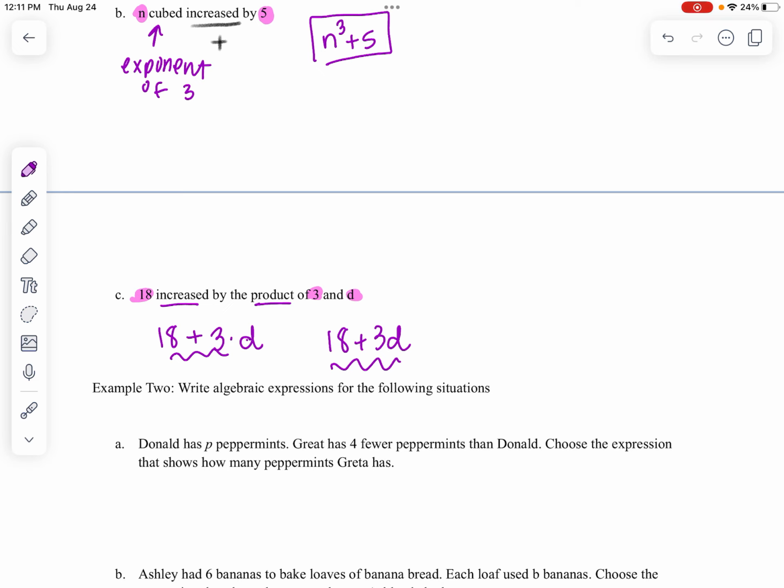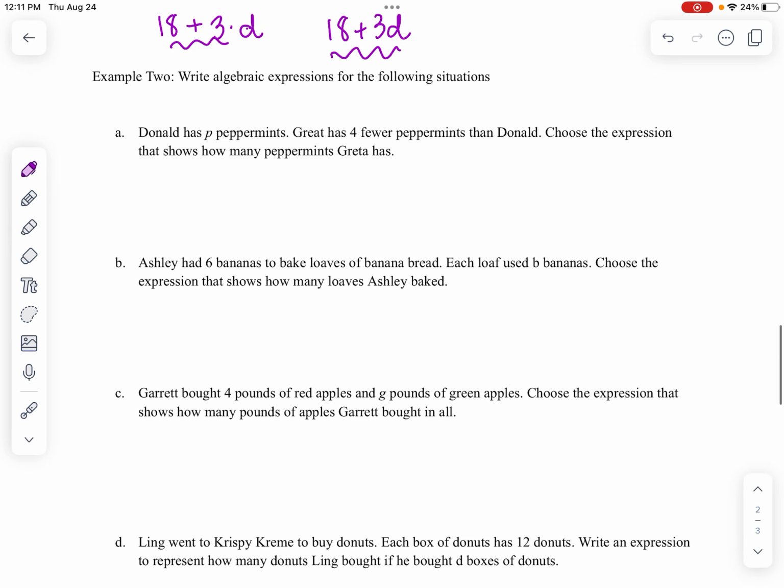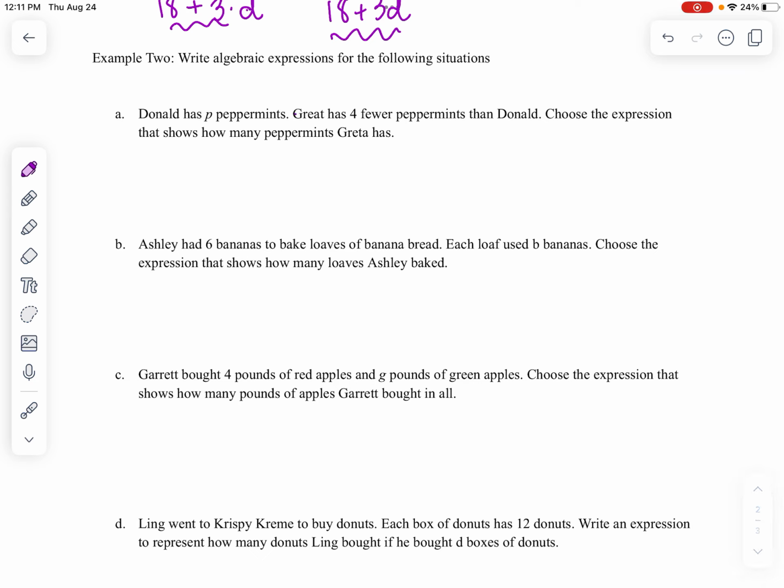Now we're going to write algebraic expressions for situations. So these are all real world, and I want to give you some of my tips and tricks for this. So it says Donald has P peppermints. Greta has 4 fewer peppermints than Donald. Choose the expression that shows how many peppermints Greta has. So I got these off of IXL, so we're not going to choose it. We're going to write the expression, and I'll edit these notes. So these will only show up on my side.